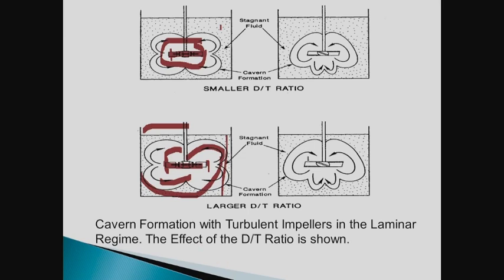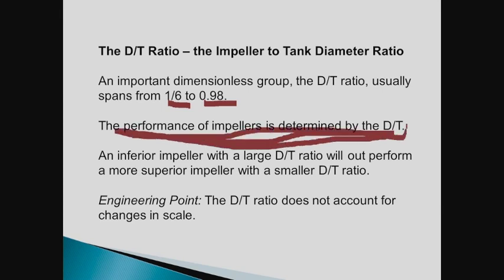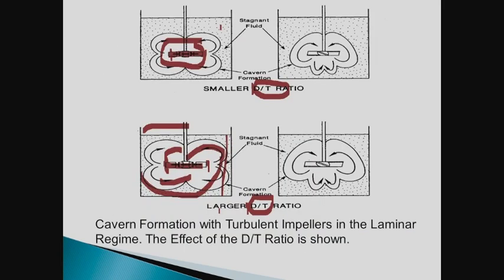So what we're talking about is the D over T ratio, the diameter of the impeller to the diameter of the tank. That's your friend. You should pay attention to the D over T ratio. D over T ratio goes from 1/6 to 0.98. Performance of the impeller is determined by the D over T ratio. Inferior impeller designs with large D over T ratios will outperform superior impellers with small D over T. D over T does not account for changes in scale.